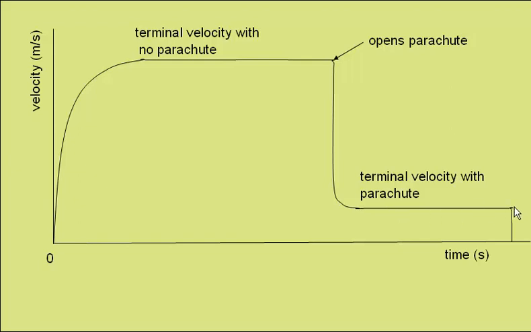At this point along here, we have another rapid reduction in velocity down to zero, so this is where he hits the ground. We could work out the distance he'd travelled by calculating the area under this graph.